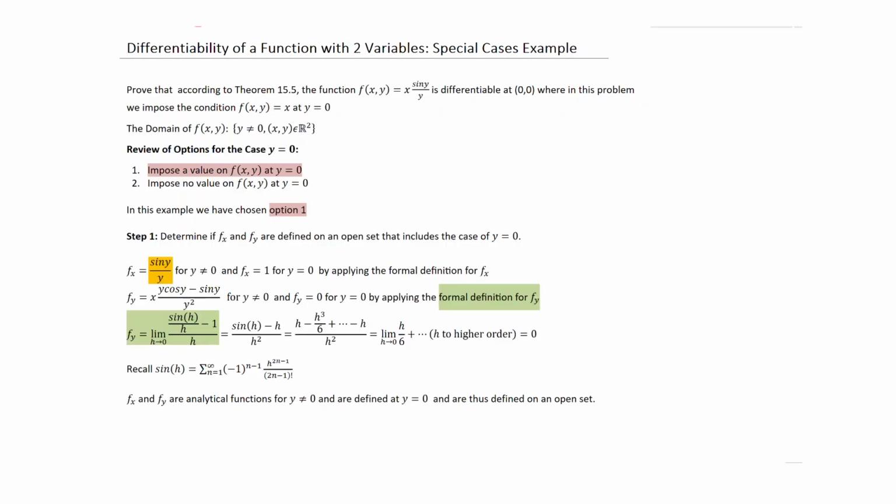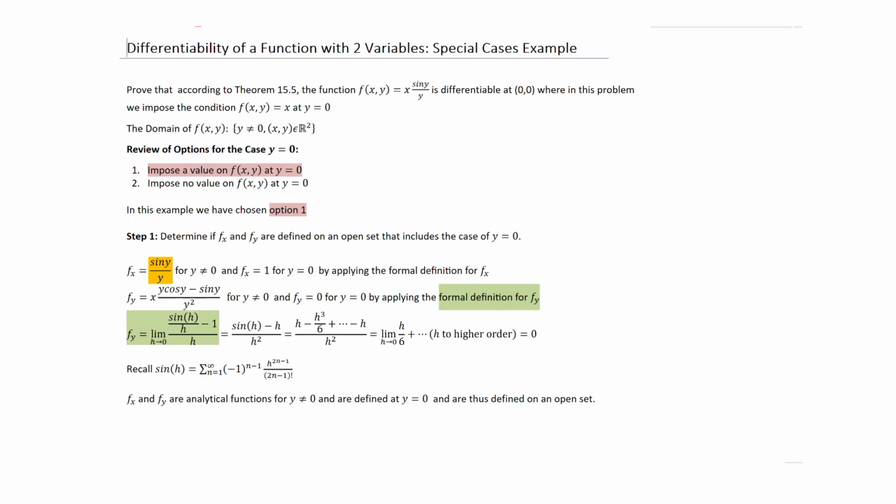All right, so now let's consider the differentiability of a function with two variables. This is a special case example. We want to prove that according to theorem 15.5, the function f(x,y) = x times sin y over y is differentiable at (0,0), where in this problem we're imposing the condition that f(x,y) = x at y = 0. We can do this because the function is broken up into one function of x and one function of y. By the product rule, if we can prove that the limit of x exists and the limit of sin y over y exists, then the limit of f(x,y) will exist at the point (0,0).